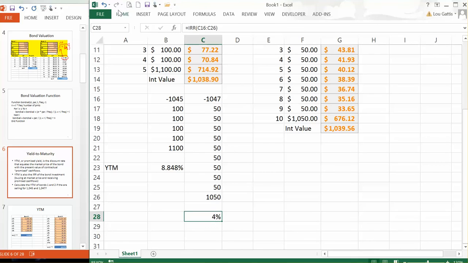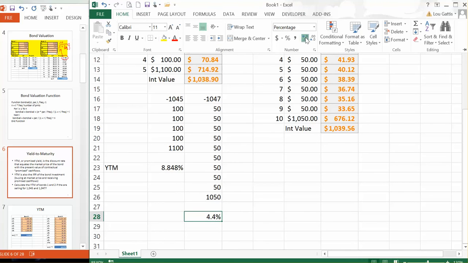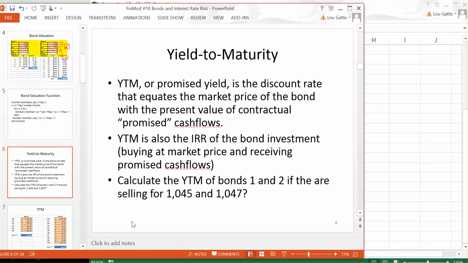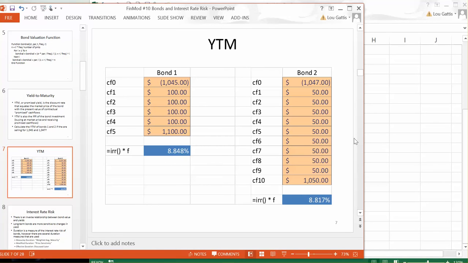Now that's going to be a 6-month return since these are 6-month periods. So I really should multiply this times the frequency. And see, this bond will give me an 8.817% return if I pay 1,047 and I receive all these cash flows. It also assumes you can reinvest those cash flows at that yield. All right, so that's the yield to maturity of the bond investment. It is the rate of return you'll earn if you pay the market price.